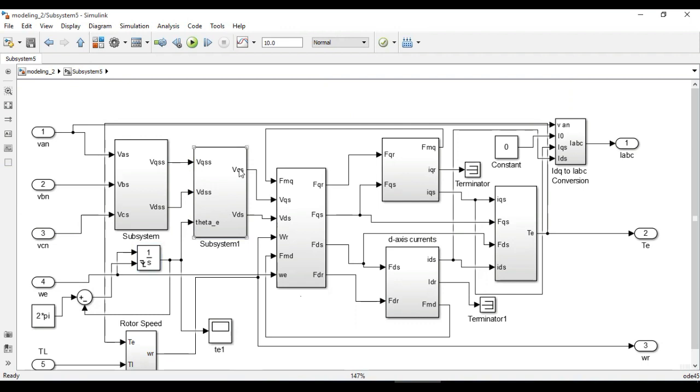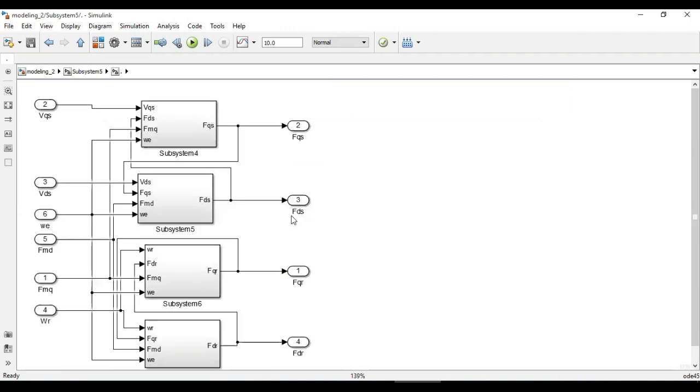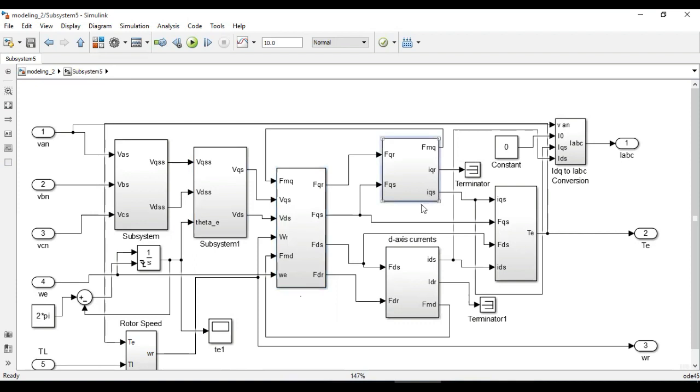And after calculating VQS and VDS, the same thing which we have done for the stationary case will be repeated over here, and these are the four blocks to calculate the fluxes, and these are the two blocks to calculate the mutual fluxes and the stator and the rotor currents.